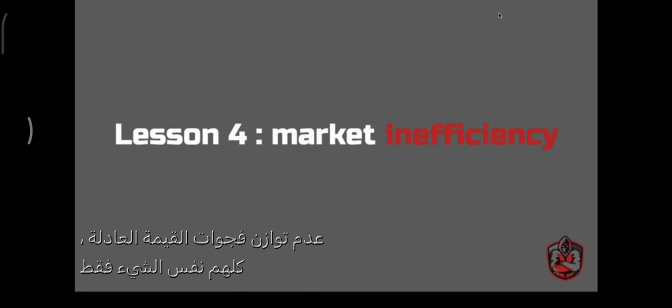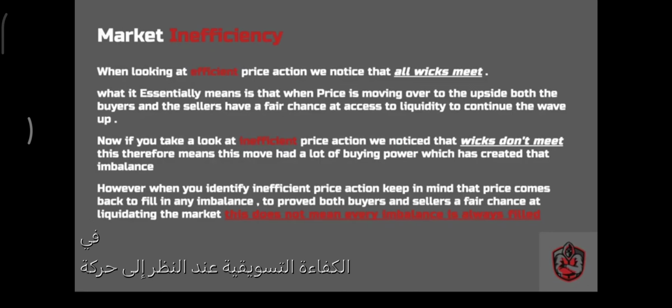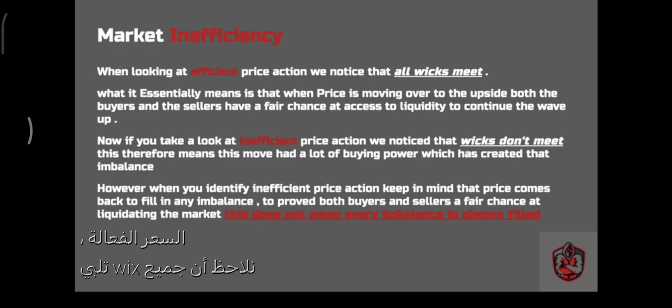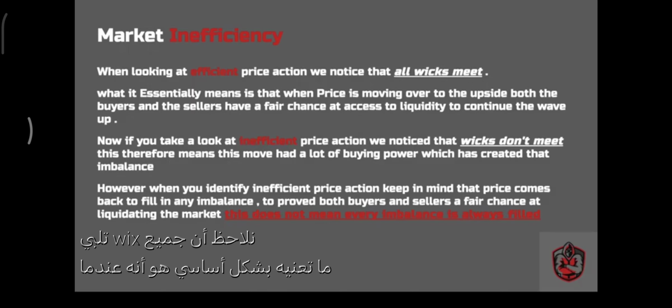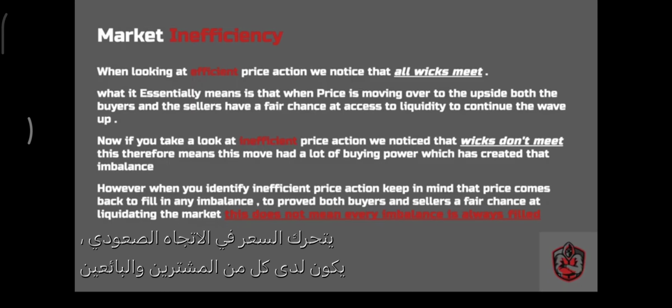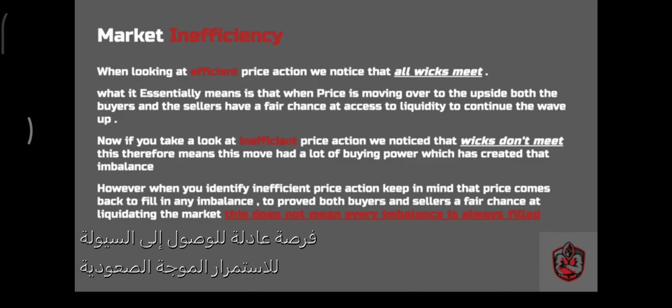They're all the same thing, just different names. So let's get straight into it. Market inefficiency. When looking at efficient price action, we notice that all wicks meet. What it essentially means is that when price is moving over to the upside, both the buyers and the sellers have a fair chance at access to liquidity to continue the wave up.